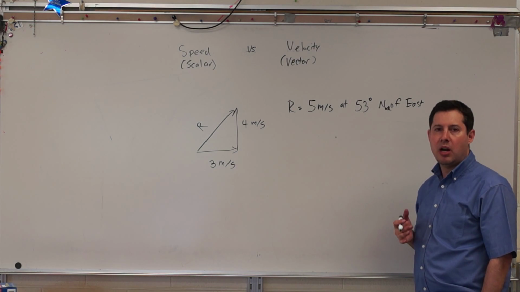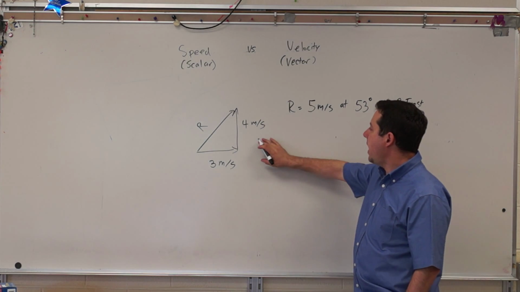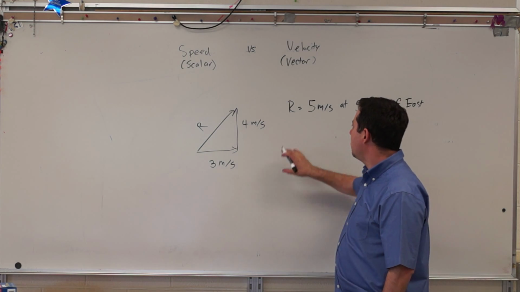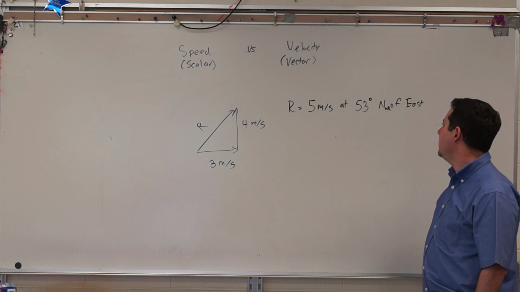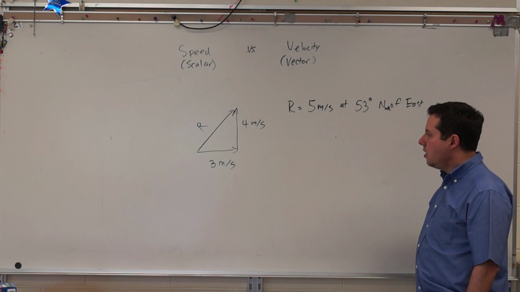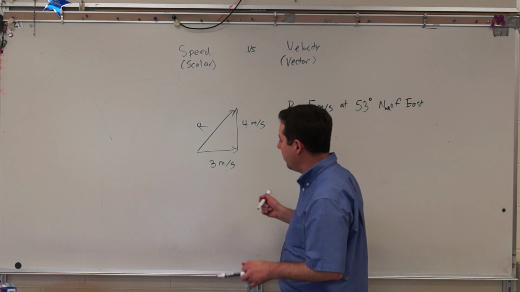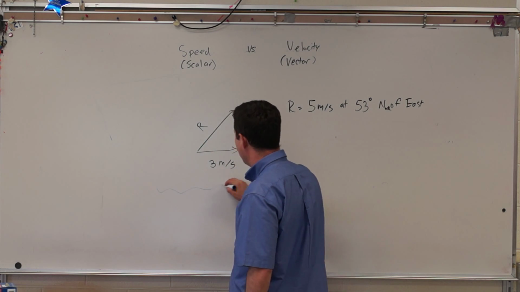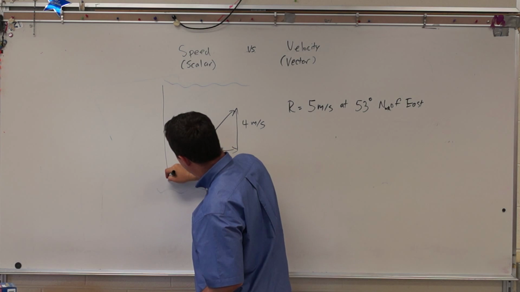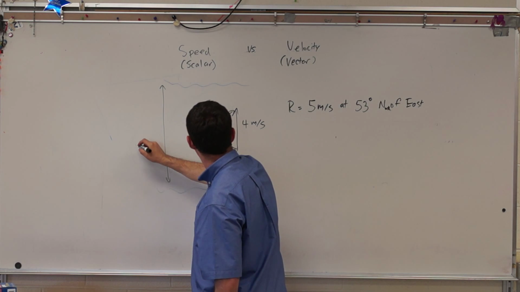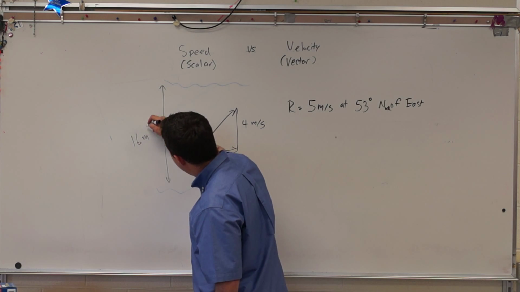So sometimes you'll see problems where you only need to use one component of a particular problem. So maybe you know that the resultant velocity is 5 meters a second at 53 degrees north of east, but you want to find out, for example, how long it takes to cross the river. So let's say this is your river, and you know that your river is, for example, 16 meters across.